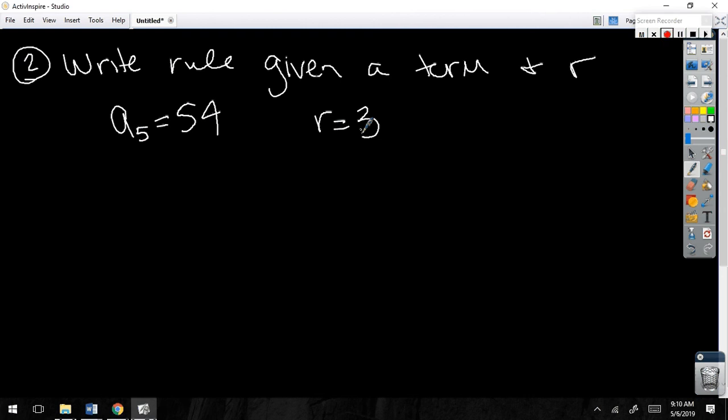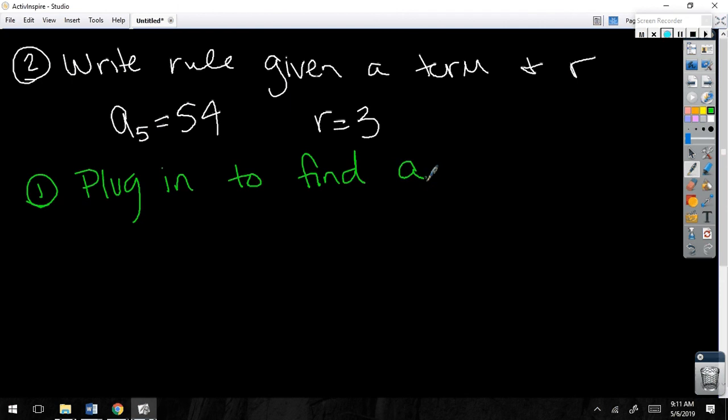All right, so I have my R, right? That's already been done. So what I want to do is plug in to find A sub 1. Now here's where you're going to have to use some knowledge of roots.